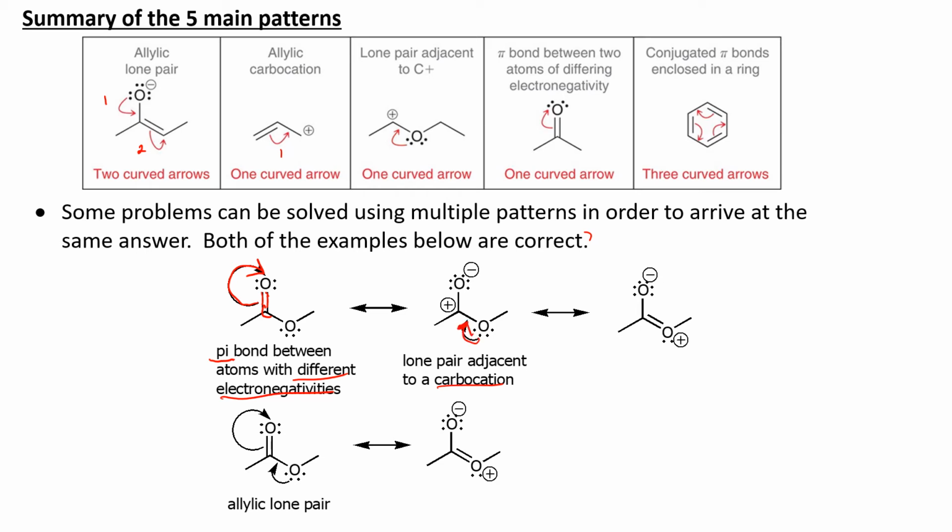And we end up with our final resonance structure. You may see the allylic lone pair, in which we go from atom to bond, bond to atom. And notice we arrive at the same final answer. So there's no wrong way to do this. However, recognizing this pi bond between atoms of different electronegativities just afforded us a pit stop that gave us another pattern to push arrows through.